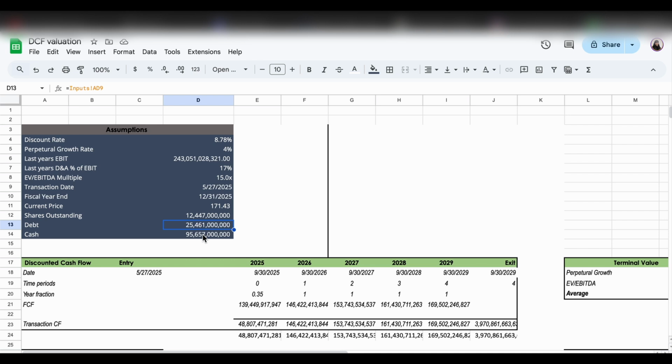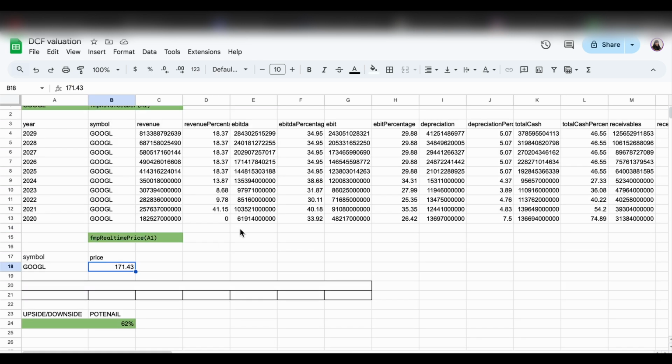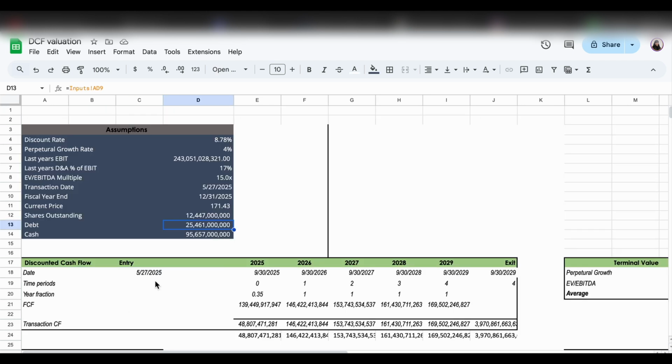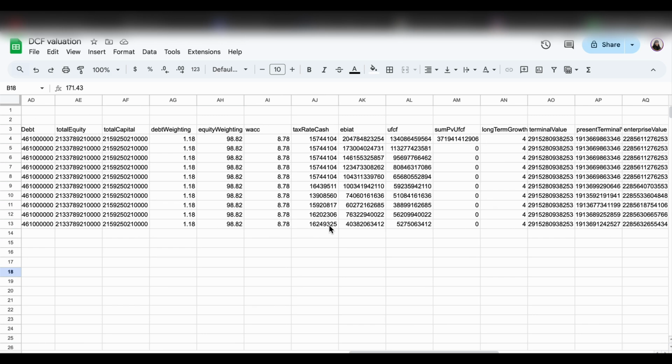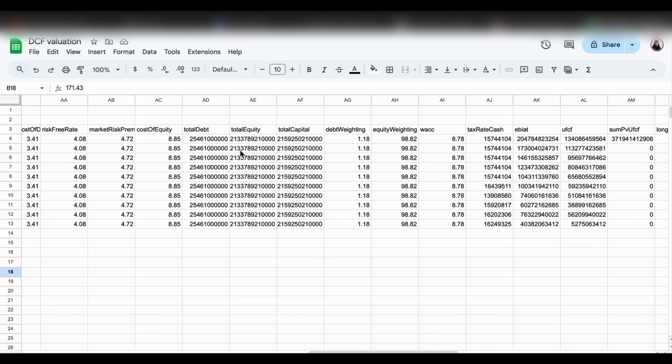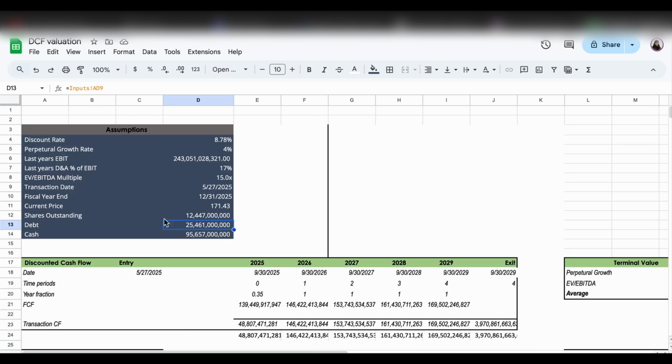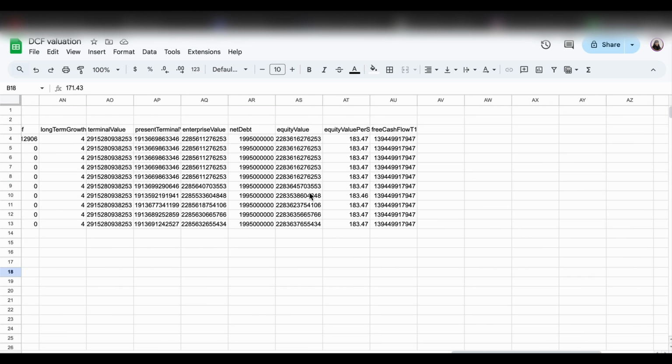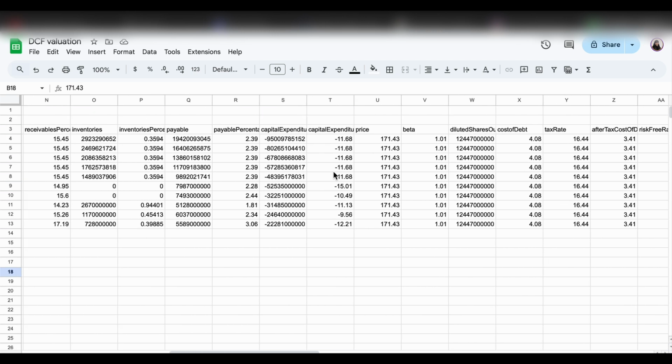And then I take the debt and I take the cash again from the same table. You can find here the debt and you can find here the cash. You can see the formula AD9 is for the debt. It's the total debt. And for the cash, I'm taking K9.